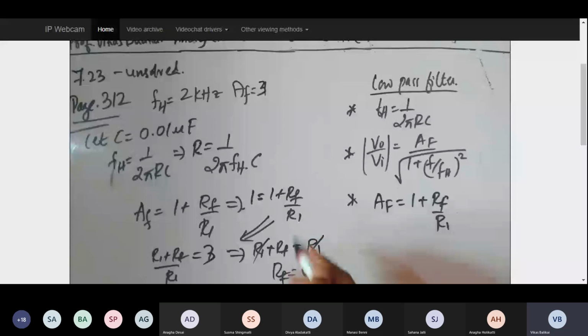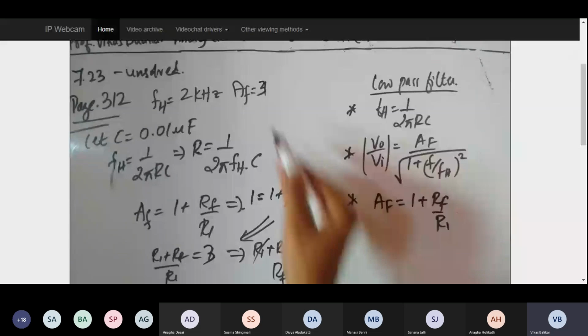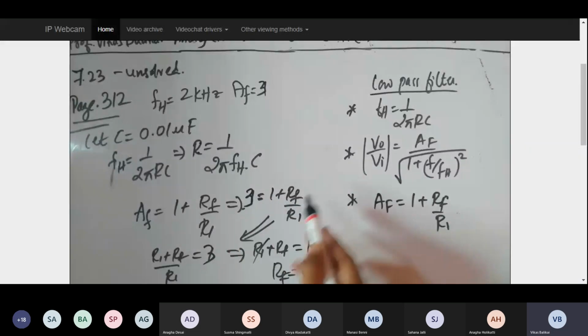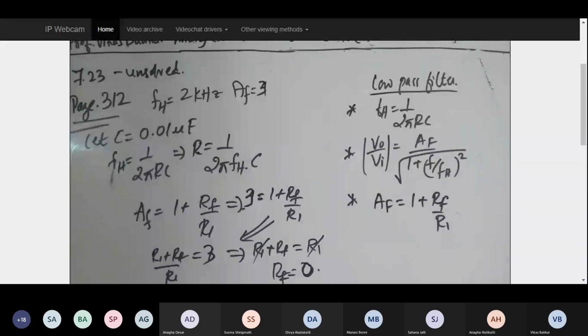So if this is 3, I can write it over here as 3. When 1 comes to this side, 3 minus 1 will be 2. So RF by R1 equal to 2, or RF equal to 2 times R1. This is how I can calculate the problem. So this is with respect to the first order low pass filter, and then similarly we'll proceed with the next problem.